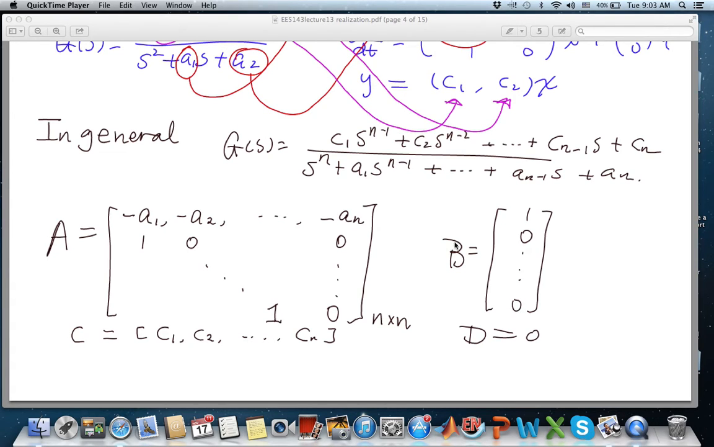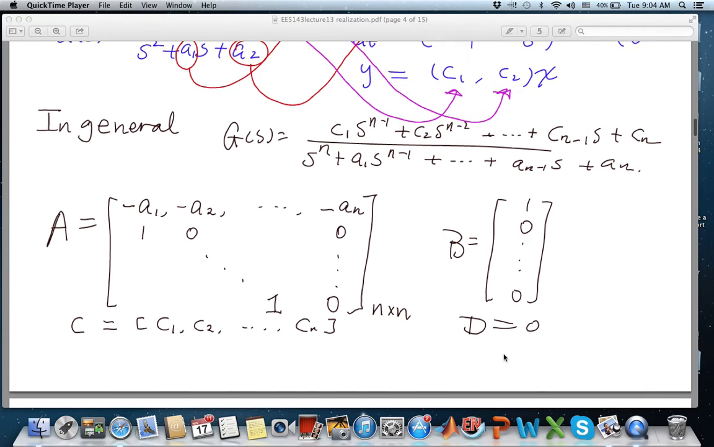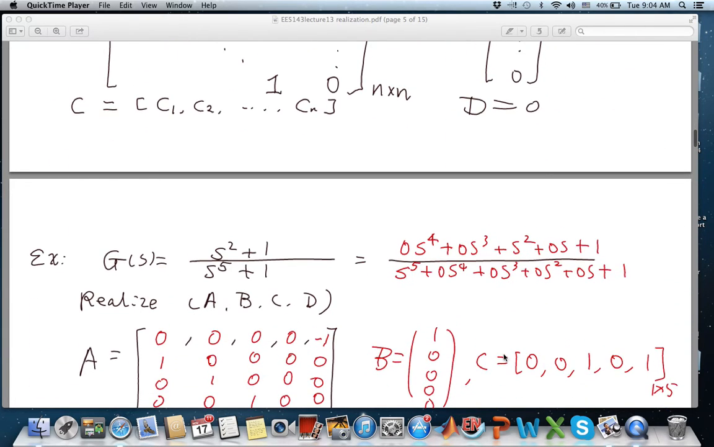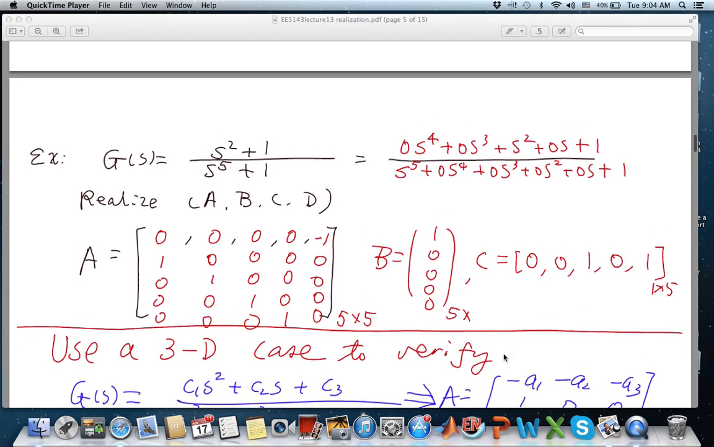For the C matrix, it will be c1 from the highest order of the s power to the lowest order of the power of s. And because here we have the degree of the numerator less than the degree of the denominator, the matrix D is going to be 0. Okay, so I will give you several examples here.